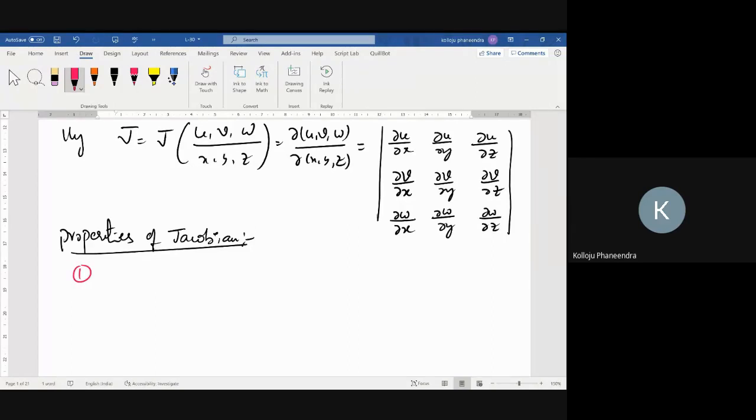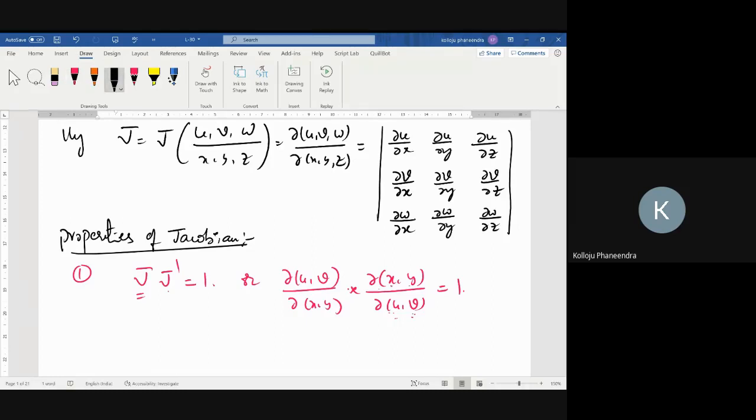The first one is J into J dash equal to 1. What is this? J stands for, if I take a 2 by 2 matrix, dou uv by dou xy, multiplied by J dash, which stands for the Jacobian of xy with respect to uv, is equal to 1. That means always I'm considering u and v as functions of xy. J dash stands for the inverse Jacobian, that is, x and y are functions of uv, then I can find the Jacobian of xy with respect to uv, and the product J into J dash equal to 1.